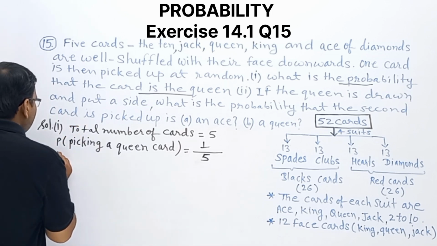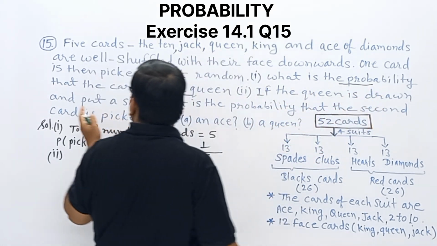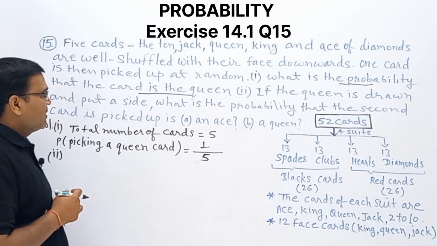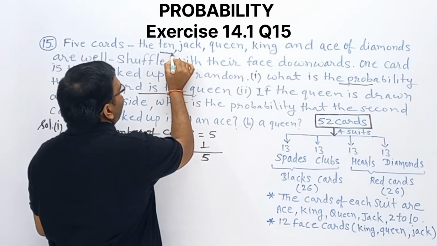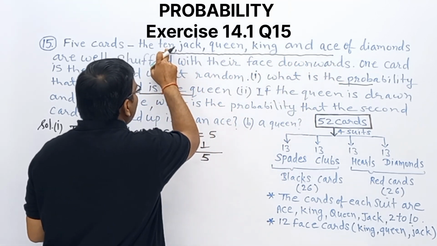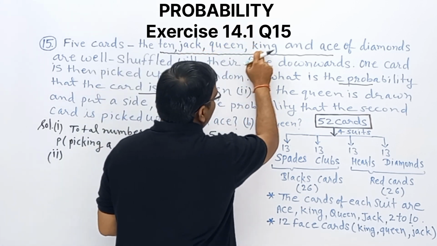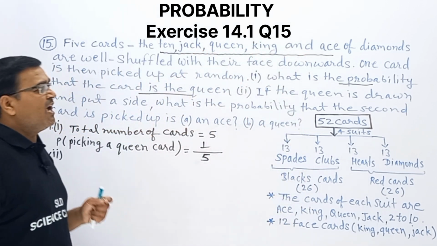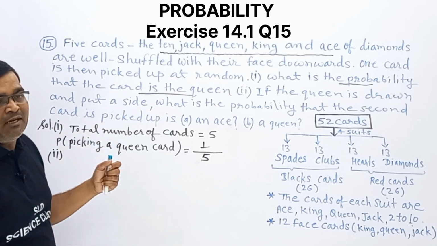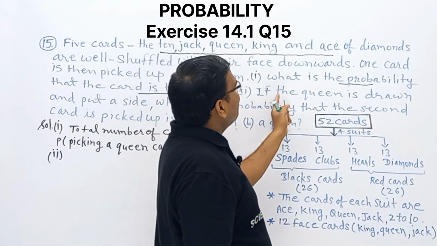Now the second one. What is the second one? If the queen is drawn and put aside. We are having 5 cards: the 10 numbered card, jack, queen, king and ace. These are 5 cards of diamonds. From these cards we are drawing a queen and putting it aside. It is given, clear?